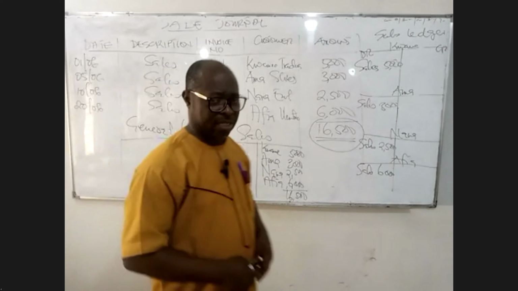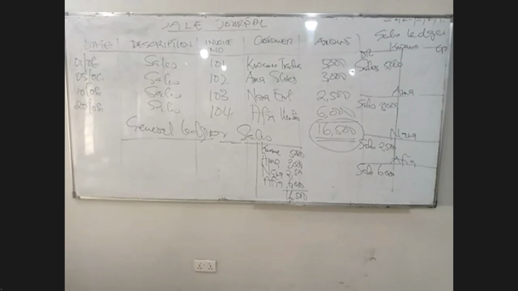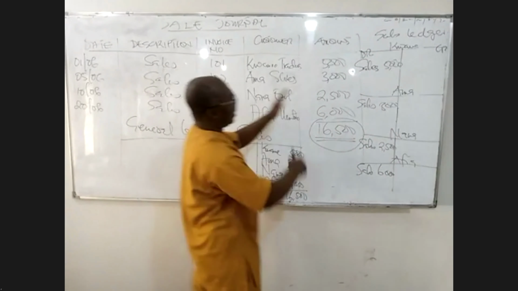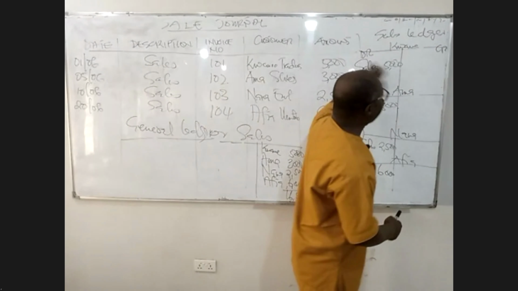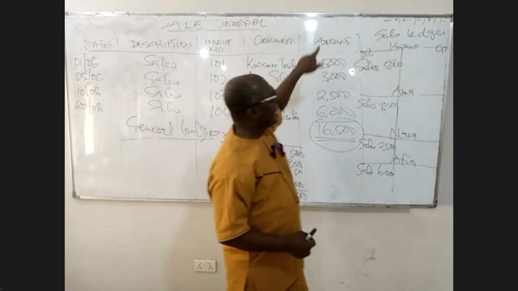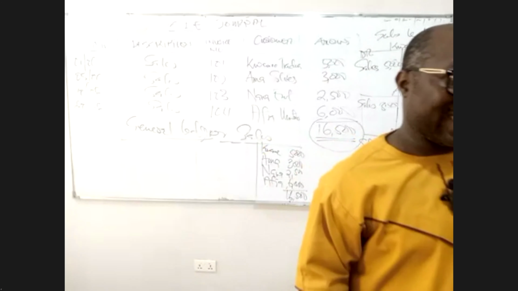Accounting is very easy. Very, very easy. Are we okay? So this is all about the sales journal. The extension is where you open the individual accounts of all our credit customers in the sales what? Ledger. In the sales ledger.